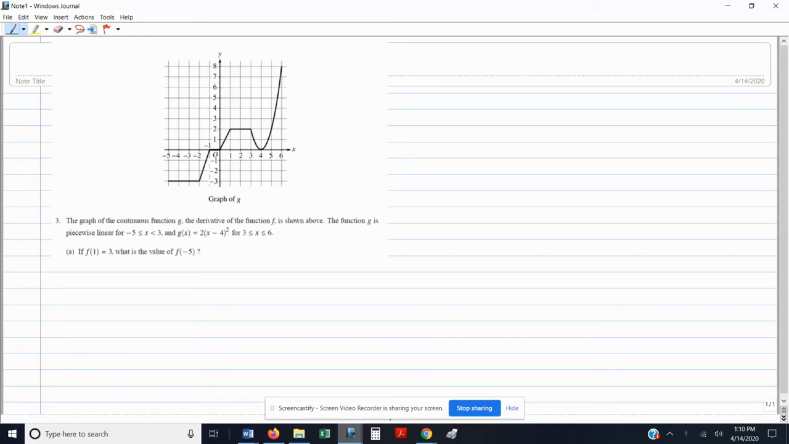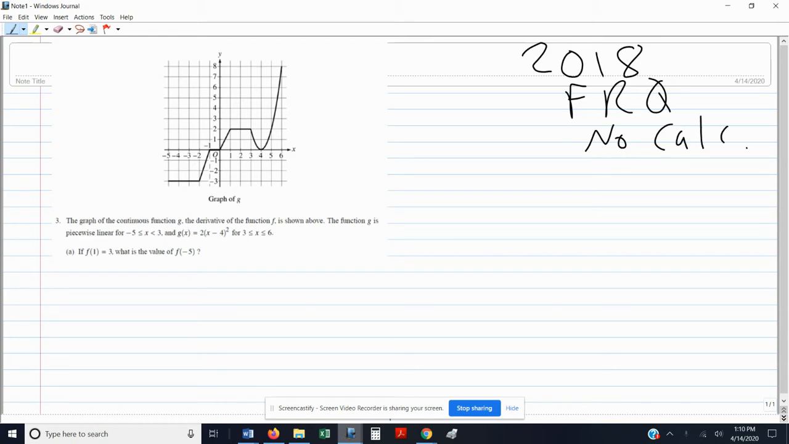Hey everyone, this is number 3 of the 2018 FRQ exam, and this is the no calculator section. So this is number 3, part A. It says the graph of the continuous function g, the derivative of the function f, is shown above. So the continuous function g is the derivative of f.